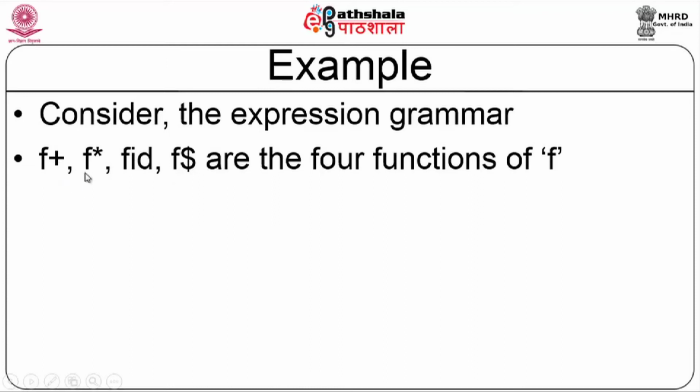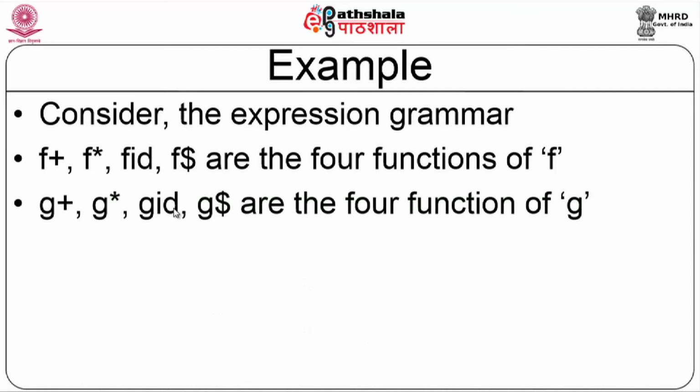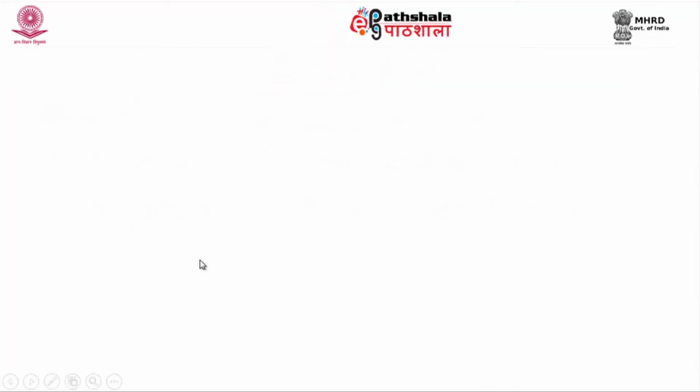Now, this is your FA, A and B are terminals, right. So, you have here plus, star, ID and dollar are the 4 symbols. So, based upon that you create functions for f. Similarly, you also create functions for g. So, g plus, g star, g ID and g dollar are the 4 functions of g.